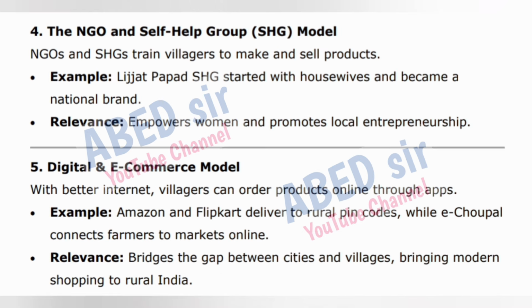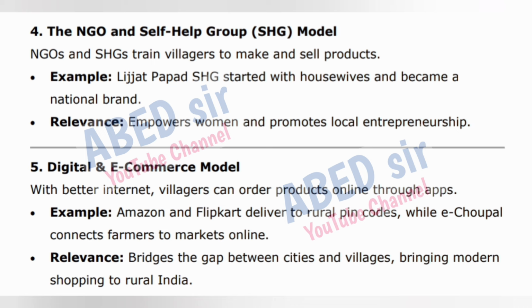4. The NGO and Self-Help Group (SHG) model. NGOs and SHGs train villagers to make and sell products. Example, Lijjat Papad SHG started with housewives and became a national brand. Relevance, empowers women and promotes local entrepreneurship.